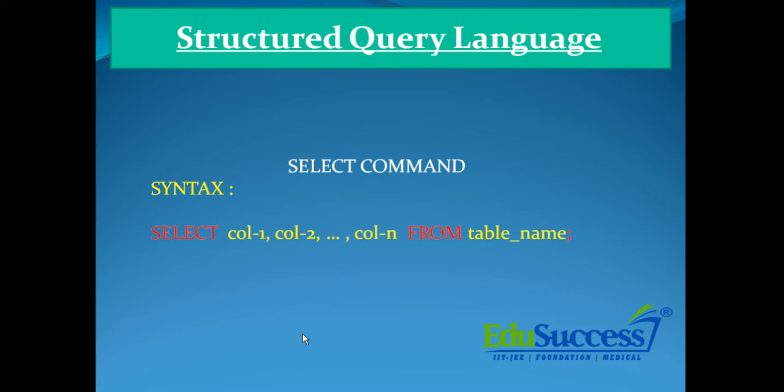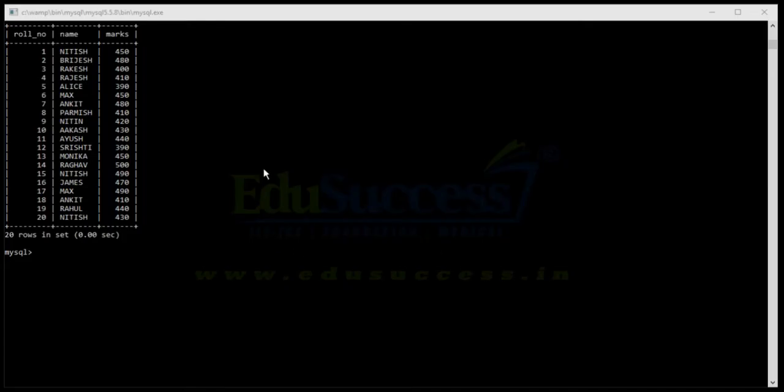The SELECT statement of SQL retrieves a subset of rows or columns from one or more tables. The simplest form of the select statement is used as select followed by a set of columns from table name. I had inserted 20 records in my table student records using the insert into command.